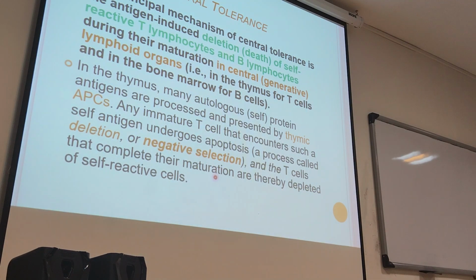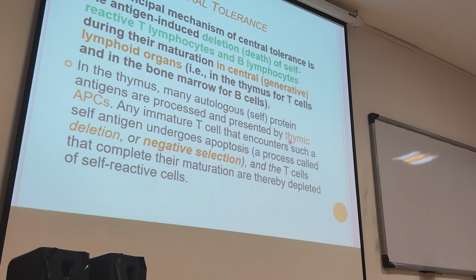Okay, we have positive selection too. Positive selection is about antigens other than self-antigens, yes? Last session, I told you that we have clones of T cells and B cells. Each clone is reactive against one antigen, and it was clonal selection, yes?